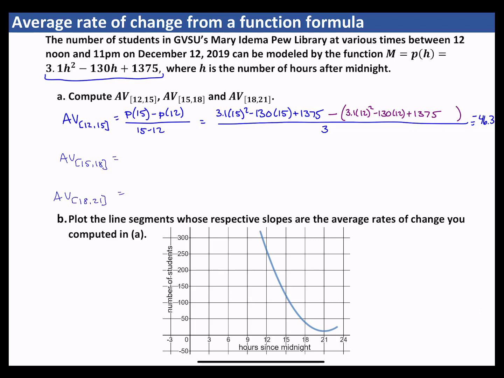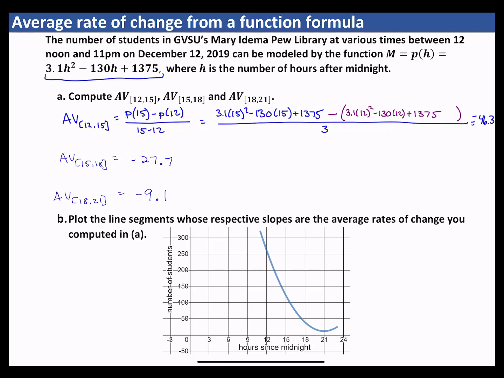All right, so hopefully you did go ahead and actually practice finding those average rates of change on your own. You should have gotten negative 27.7 for the average rate of change between 15 and 18, and for the average rate of change between 18 and 21, you can get negative 9.1.